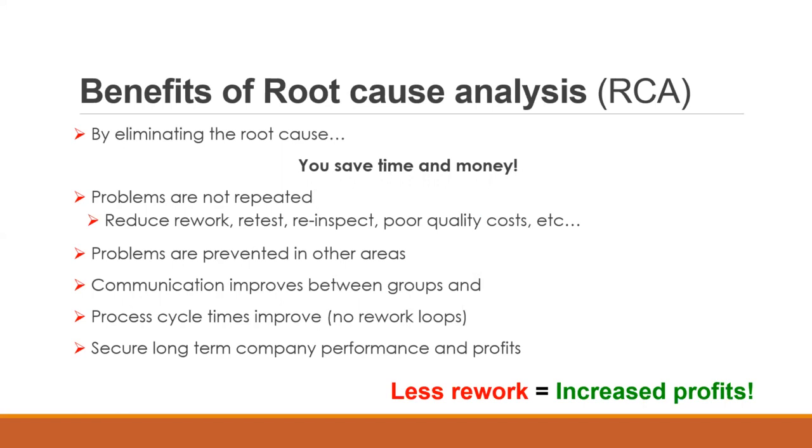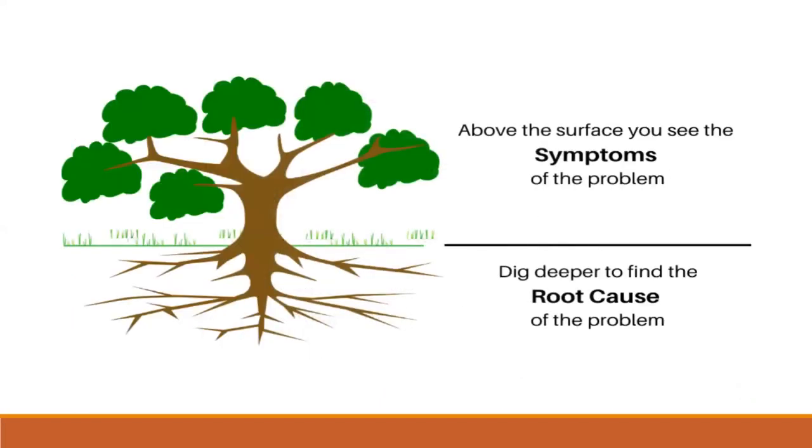Problems are prevented in other areas. Communication improves between groups and process cycle time improves. It secures long-term company performance and profits. Less rework is needed, and products improve. So this is the actual status. Above the surface, you can see the symptoms of the problems, but if you dig deeper, you can find the root cause of the problem.